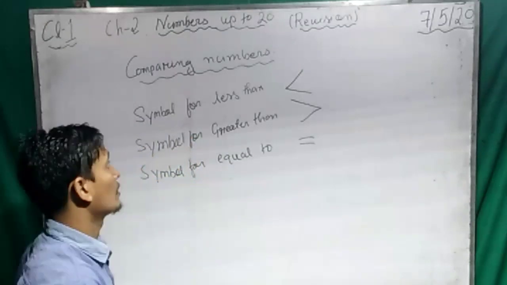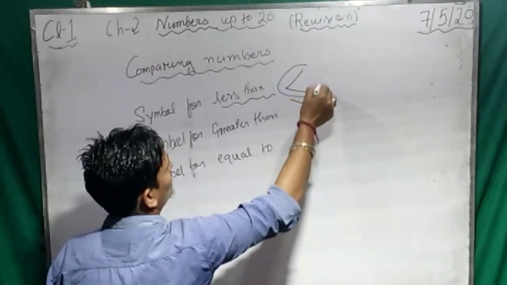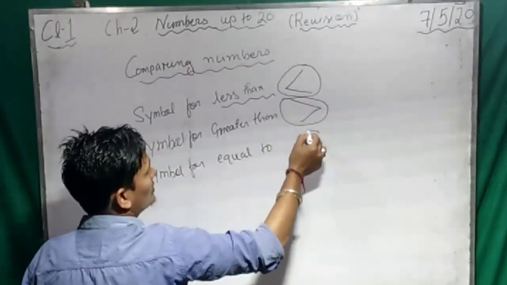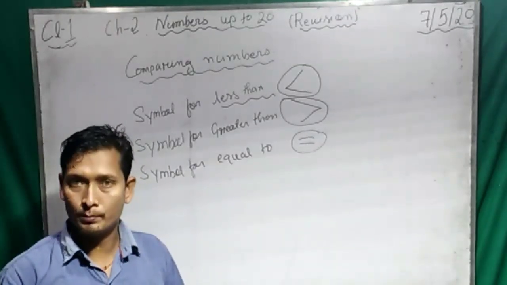Okay, so this is the symbol of less than, you know, the symbol of less than, and this is the symbol of greater than, and this is the symbol of equal to. So how can we use these symbols?